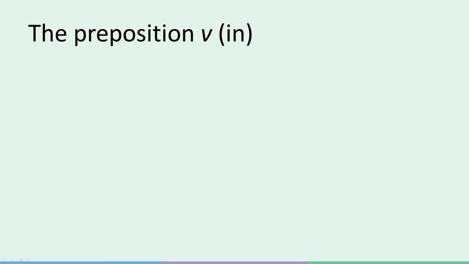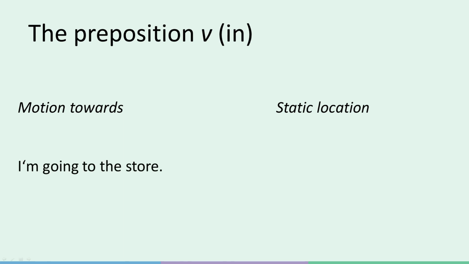It's one of the first prepositions you'll learn and is literally the English in. However, it can also be the English to, as in to go to Africa. U can express both static location and motion towards, the difference being in the case used. Let's have a look at some examples. I'm going to the store is obviously motion towards. And I'm at the store describes a static location.